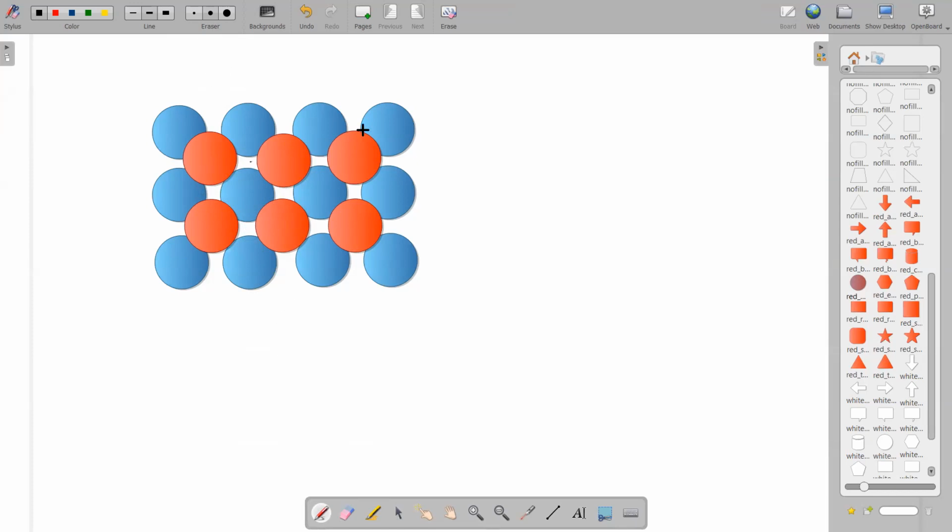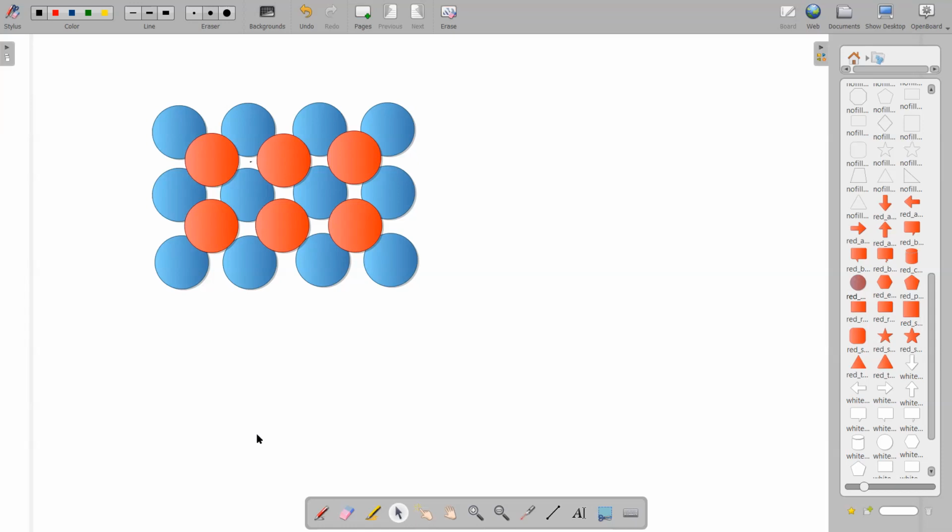Okay, what is the color of the first layer? Blue. And in that blue, all of you can see that there is a void. And I have placed the atom on the void. Correct? Yes.